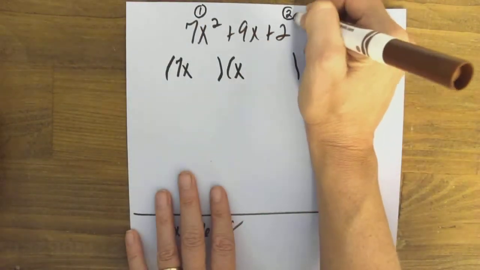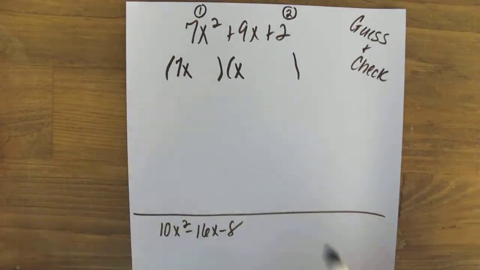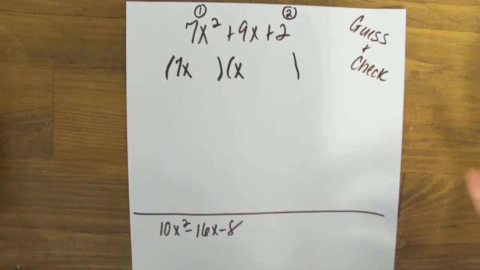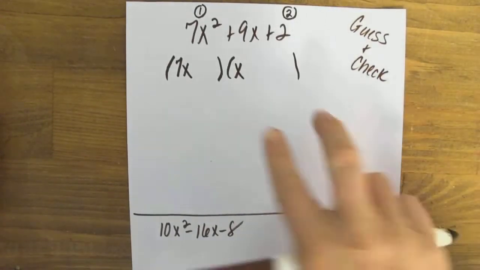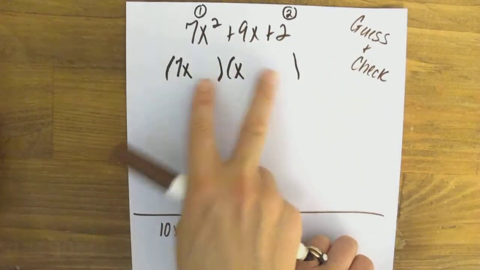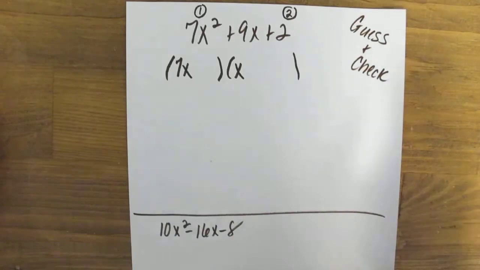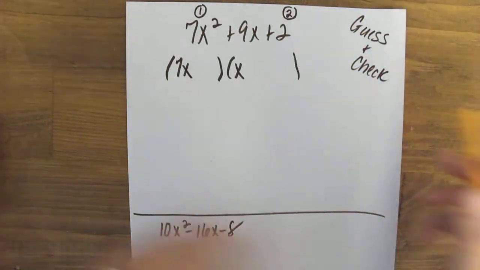Step 2 is to figure out what numbers multiplied together give me 2. Well, again, this is a prime number. The only way to get that one is 1 times 2. The problem is you don't know which place to put the 1 and which place to put the 2. So I'm going to grab a pencil for this one because I might need to change.